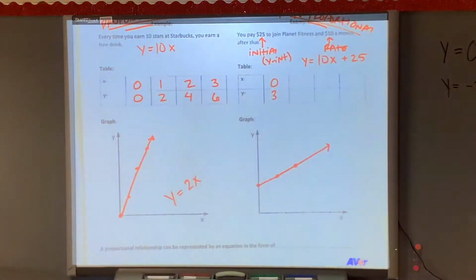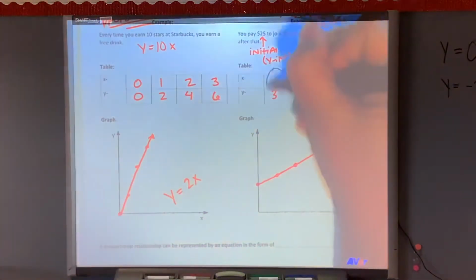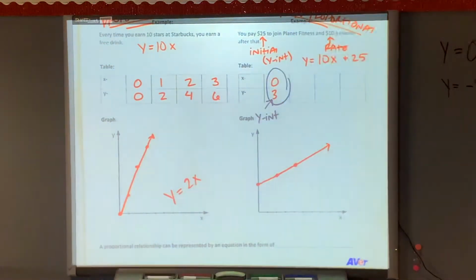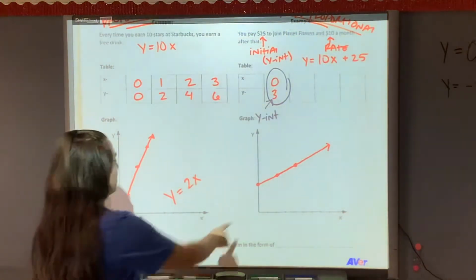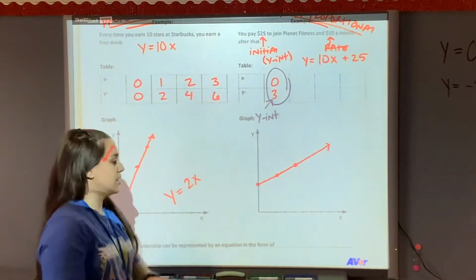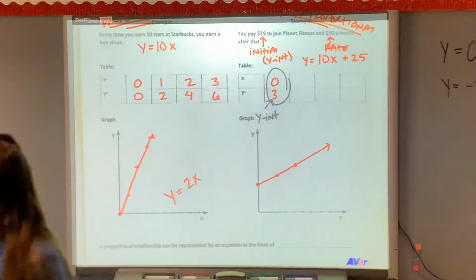Which is funny because a little while ago, we were talking about how this right here is a y-intercept. Okay, it's not going through 0 anymore, it's going through 3. These are the y-intercepts. It's just not 0 anymore, so it's not proportional.